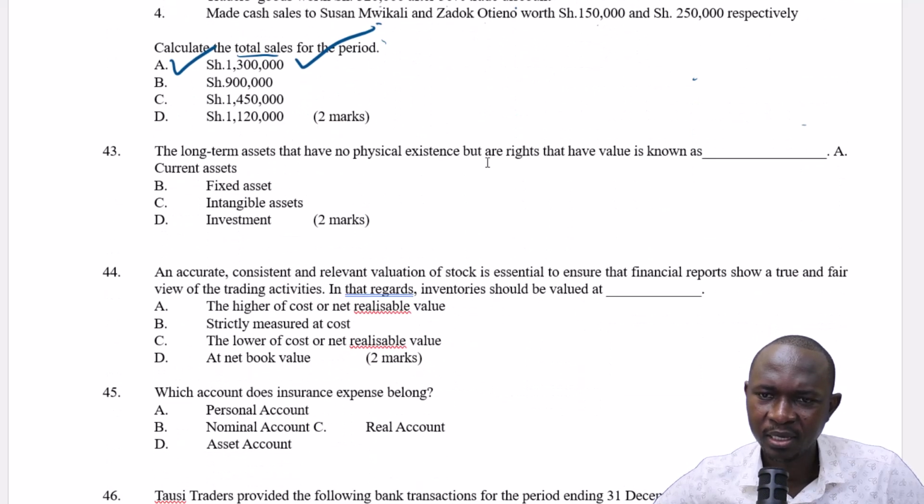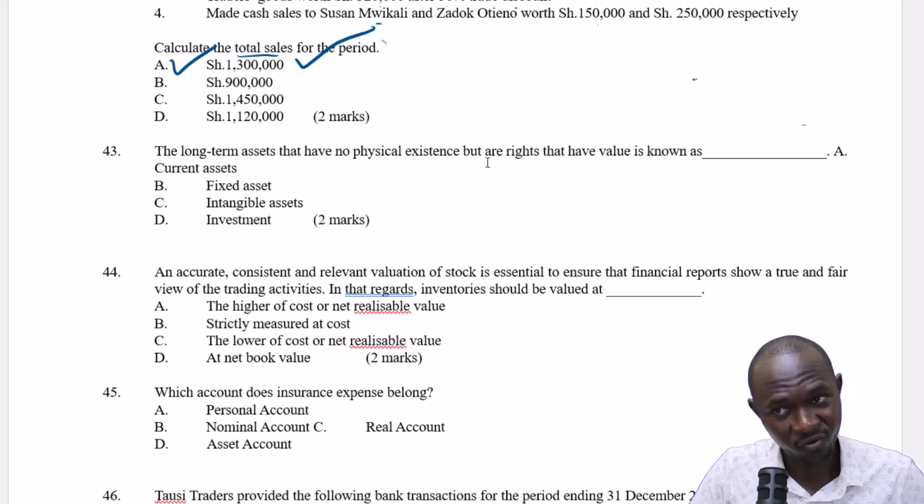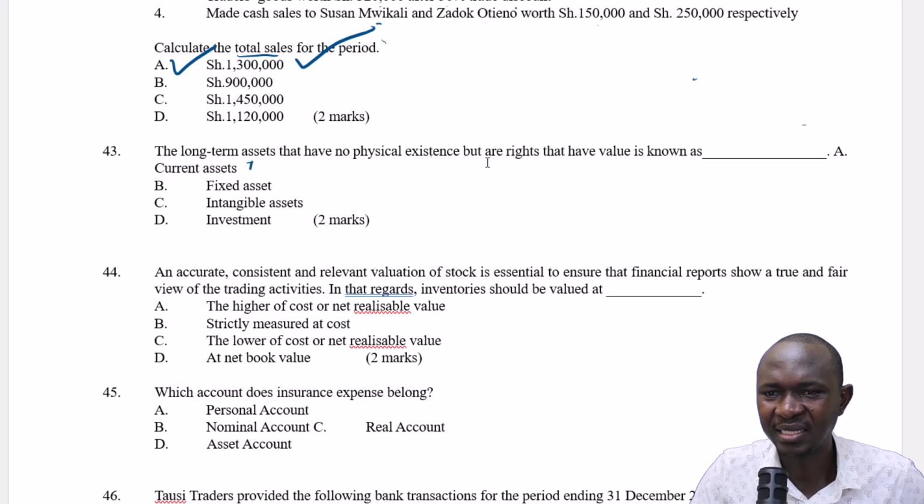43. The long-term assets that have no physical existence but are rights that have value is known as, yes, we have long-term assets that have no physical existence but are rights that have value. True, we have that. What is their name? Current assets? No, current assets cannot be long-term assets. Fixed assets is the same as long-term assets. Intangible assets, this is very much correct.